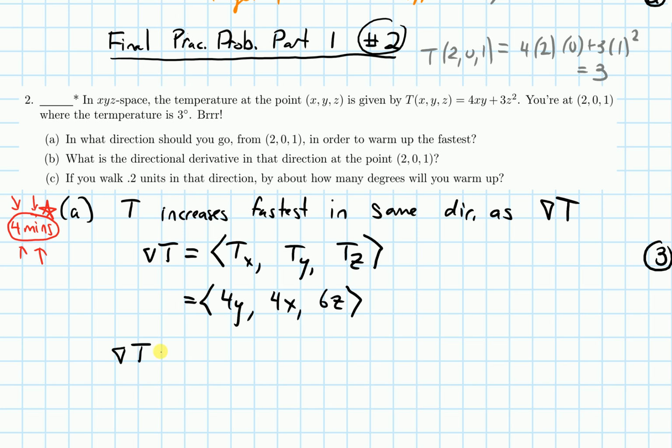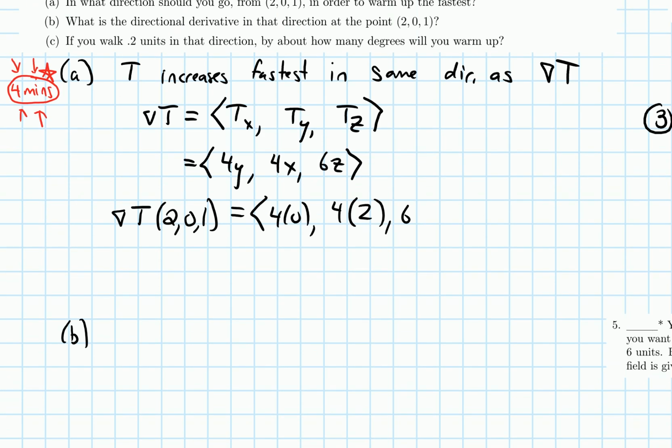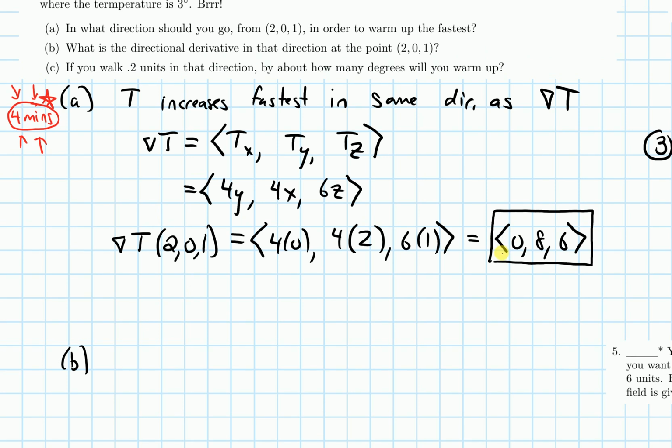Now let's plug in our point. We want the gradient at the point 2, 0, 1, because that's where we are. Plugging that in, we get 4 times the y value, 0, then 4 times the x value, 2, then 6 times the z value, which is 1. Simplifying this, we get 0, 8, 6. So that's my gradient vector. That's the direction that we should travel in if we want our function to increase the most. So that's actually the answer to part A. What's the direction? Well, it's the direction that this vector is pointing in.